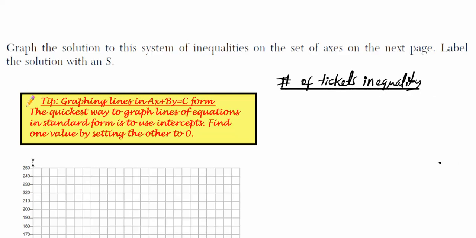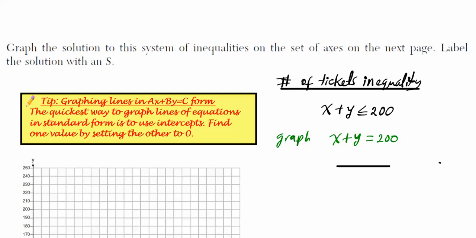So for the number of tickets, we have the inequality x plus y is less than or equal to 200. So what we're going to do is graph the related linear component. Just treat it like a line first, okay? We'll graph this, and then we'll apply the effects after. So how do we graph x plus y equals 200? We're going to use intercepts, okay? So make a nice little table.